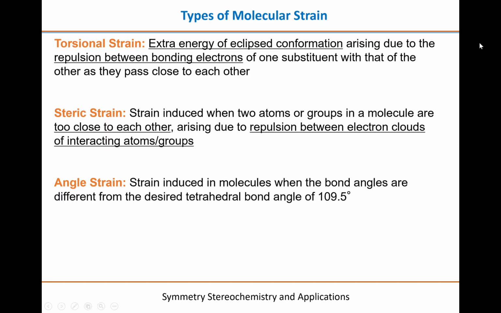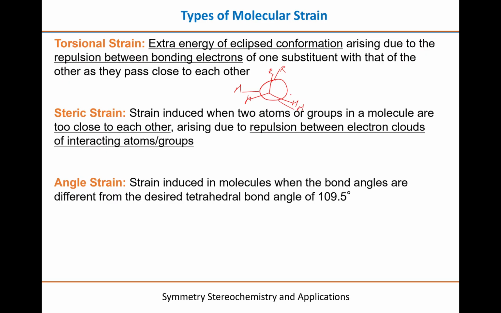Here I am going to discuss the three types of strain: torsional strain, steric strain, and angle strain. So what is torsional strain? It is the extra energy of the eclipsed conformation arising due to the repulsion between bonding electrons of one substituent with the other one. So if you have an eclipsed conformation, and eclipsed means both groups will be in the same direction, R R, I am writing here, R R, on the backside carbon.